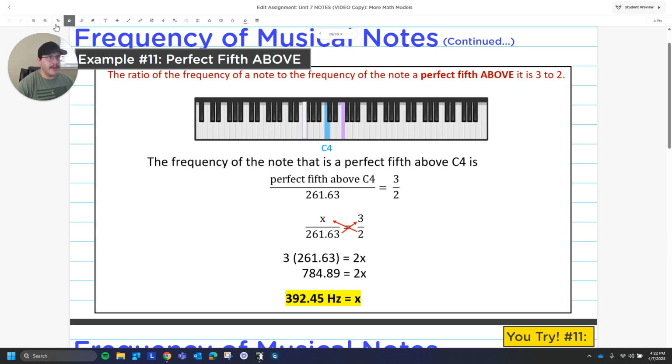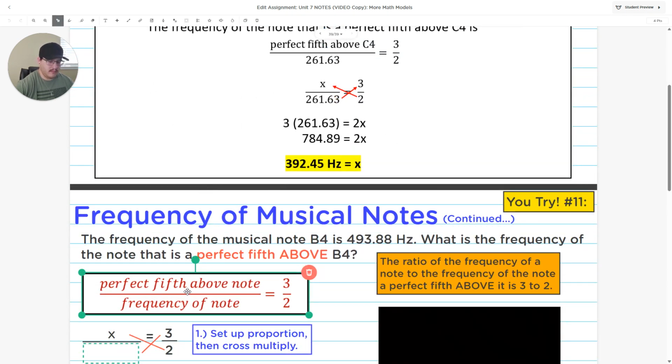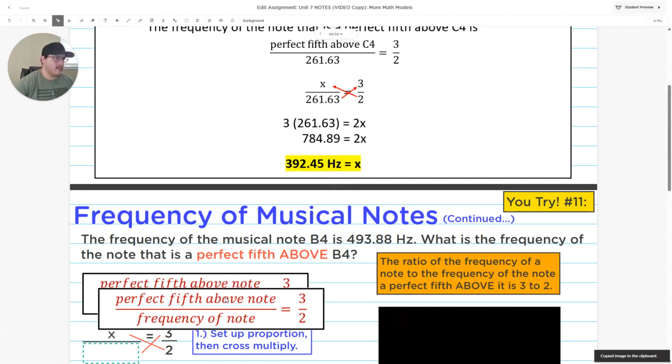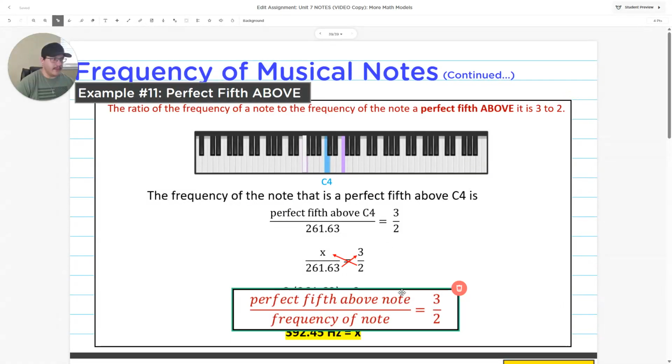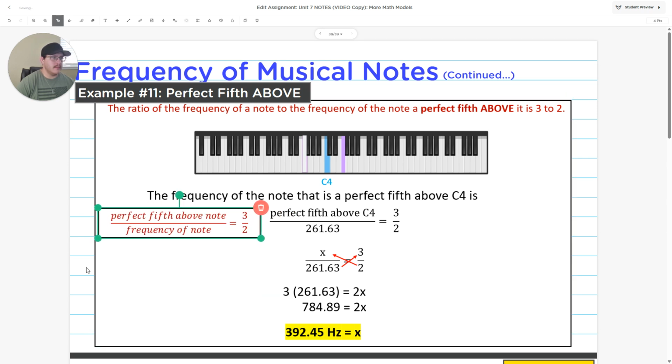Okay, so now we're going to go through an example of a perfect fifth above the notes. Just grabbing this formula here to show y'all. Notice how we're still using the same ratio. However, the note that we want is going to be above the fraction bar. So the perfect fifth above C4 is the part that's going to turn into the X. And then the C4 ends up being at the bottom of our proportion.